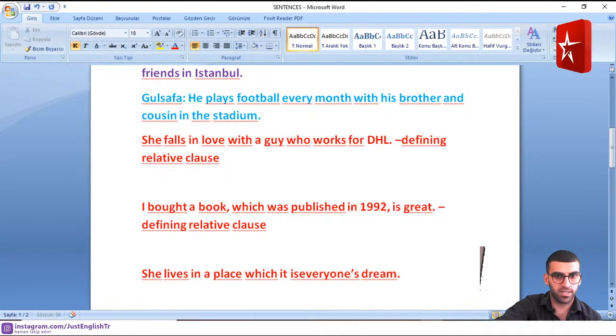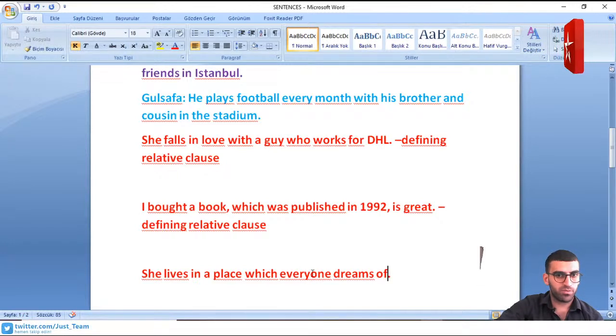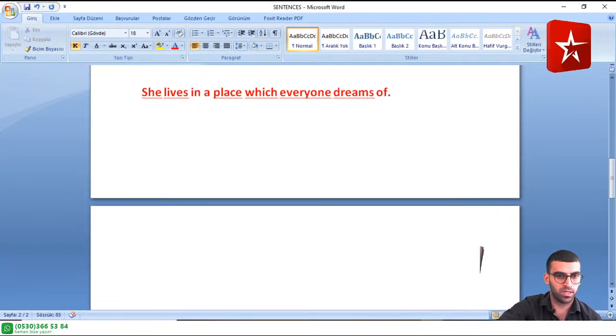Also we can write like this, everyone dreams of, yeah. She lives in a place which everyone dreams of, yeah, like this. I think there's a problem. Maybe you have an internet connection, that's why we couldn't see your sentence.